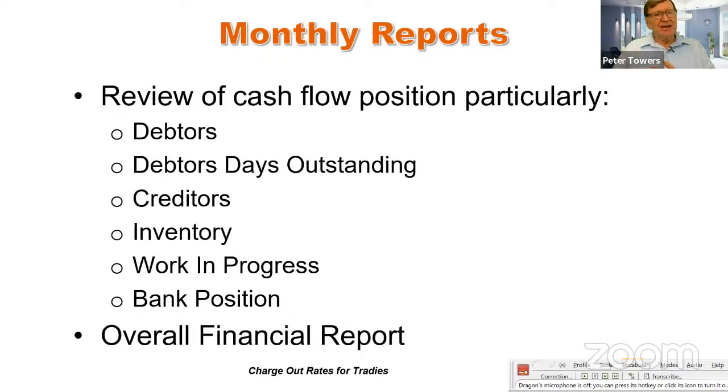In looking at some of the issues that you would be looking at, the review of the cash flow position, particularly looking at debtors. What's the level of debtors? Have the debtor statements gone out within 24 hours of the end of the month? Has someone been on the phone following up anyone that hasn't paid in the last month? What's the debtors days outstanding? If it's over 40 days, what's been done to try to reduce it? What's the creditors level? What's the creditors days outstanding?